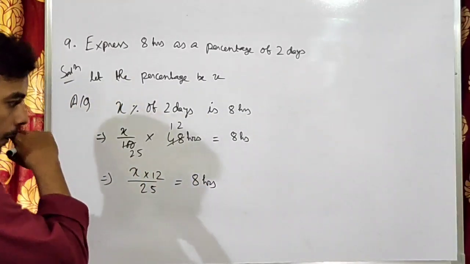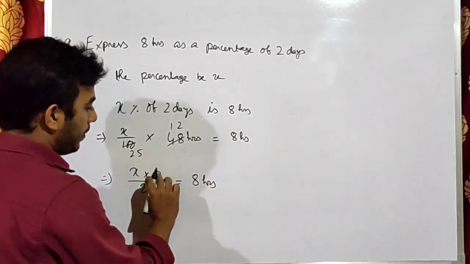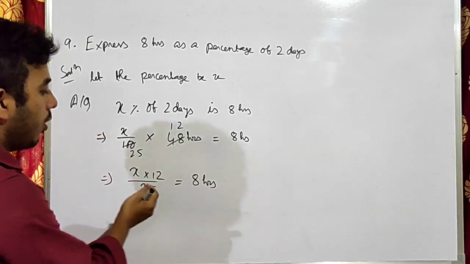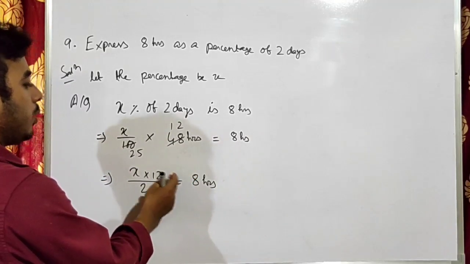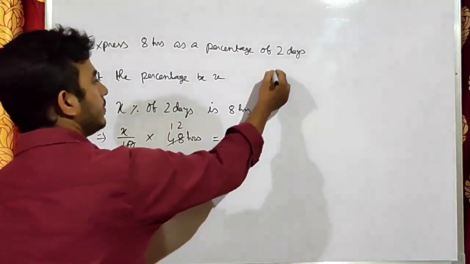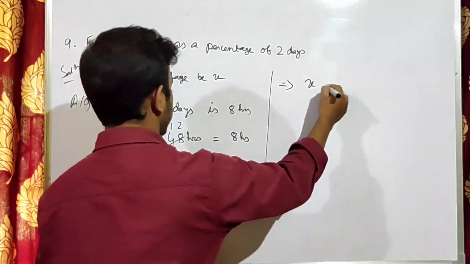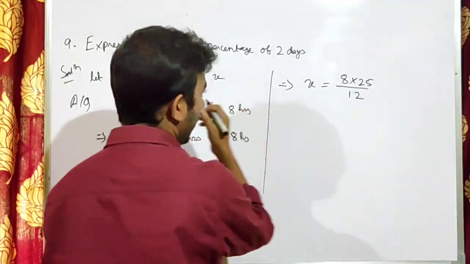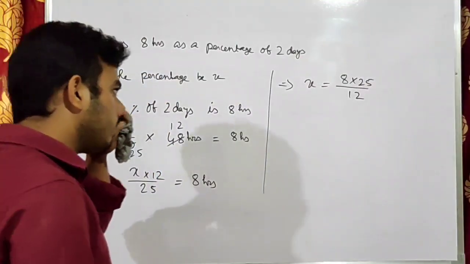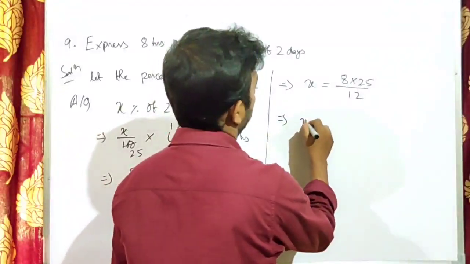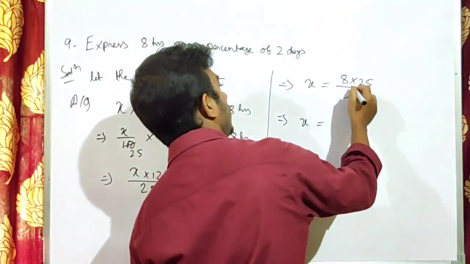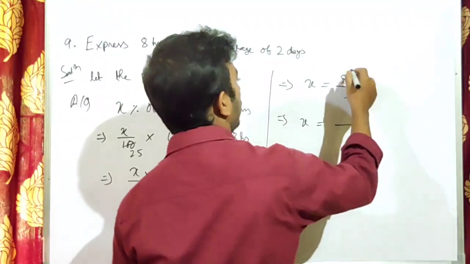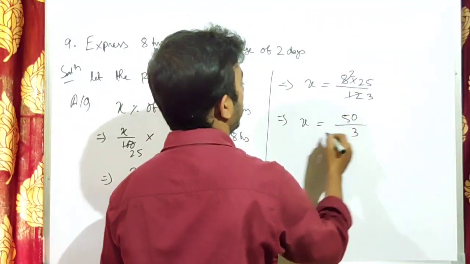Now if we bring 12 by 25 to the right-hand side, it will get divided. Or we can cross multiply here: 25 into 8 and 12 into its denominator, that is 1. So x equals 8 into 25 divided by 12. After this clear? So x equals 4 into 3, 4 into 2, isn't it? So it will be 2 into 50, 50 by 3.